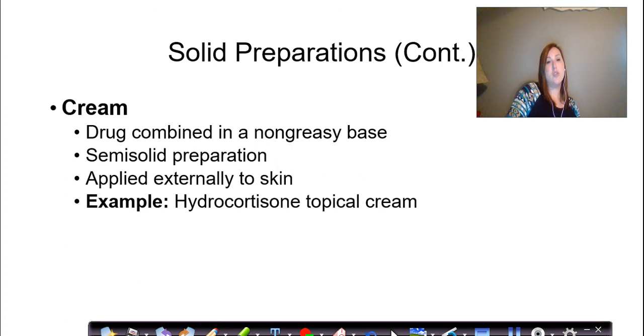A cream is a drug combined in a non-greasy base. It's semi-solid and applied externally. Hydrocortisone is an example of this. That is something that you would use for itching, rashes, things like that.